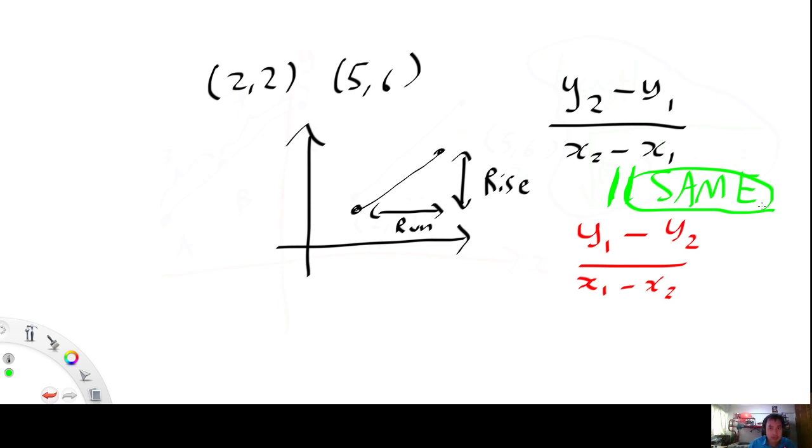You are absolutely right. It is the change in y over the change in x. Don't you realize that this rise here is exactly the change in y? So we are talking about the same things, and the run is the change in x. So essentially, you're correct.